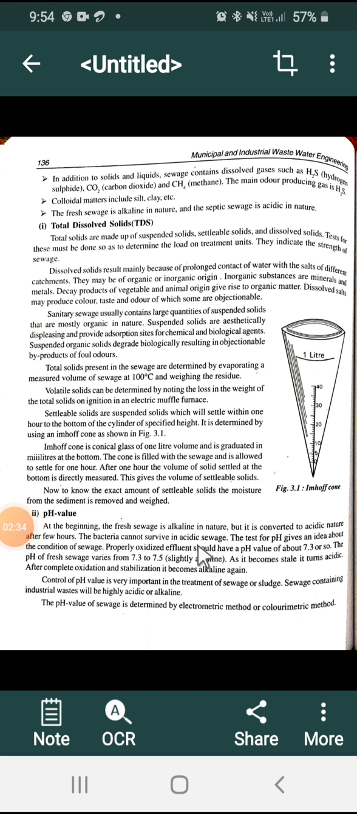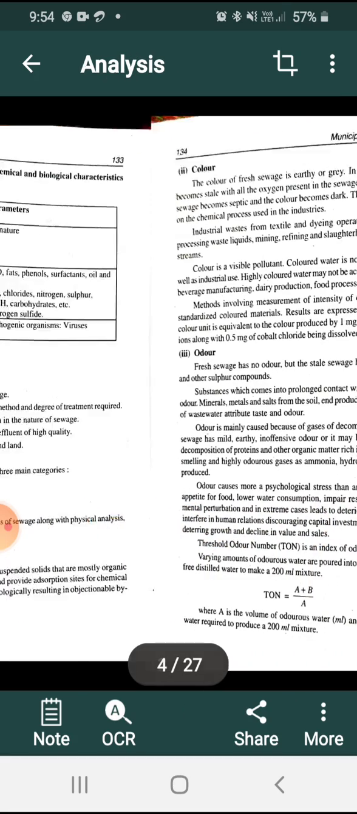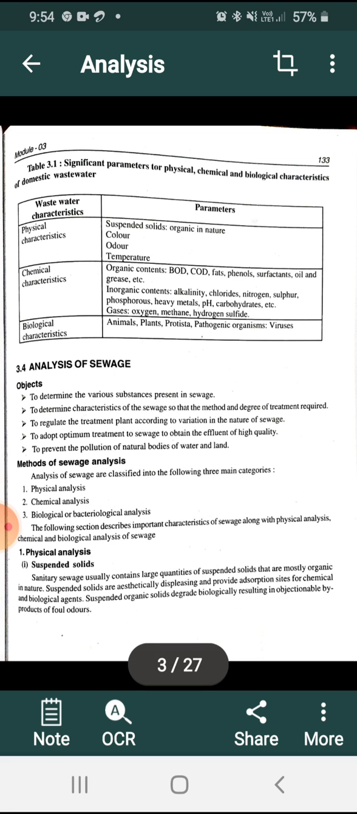In the last class, we discussed physical, chemical, and biological parameters. Under physical parameters, we have a total of 5 items. These are the physical characteristics, 5 types, and you have to test all these parameters in the laboratory. Next, the chemical parameters are this one. Now, let us start with the physical parameters.